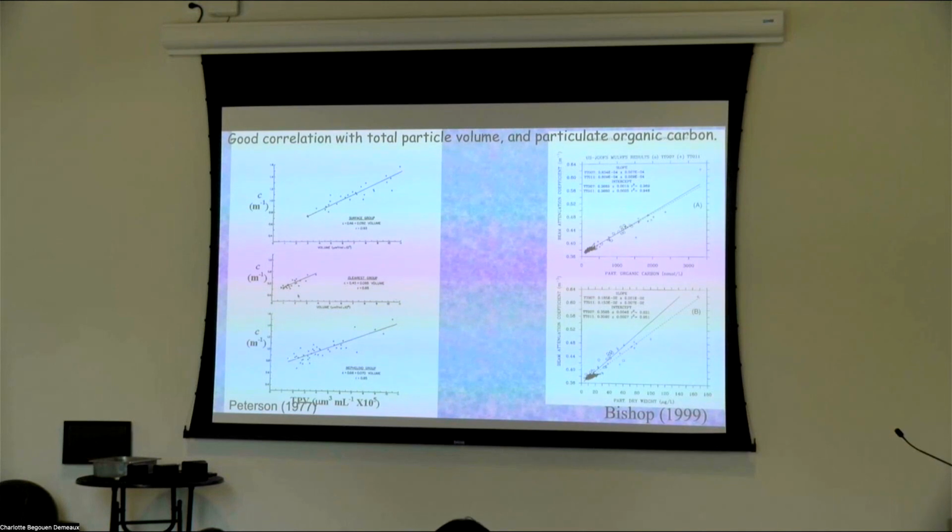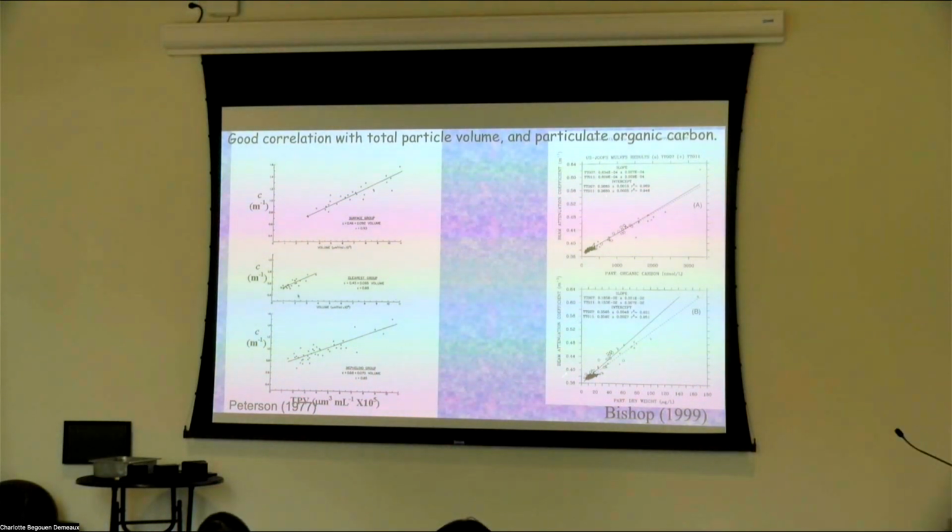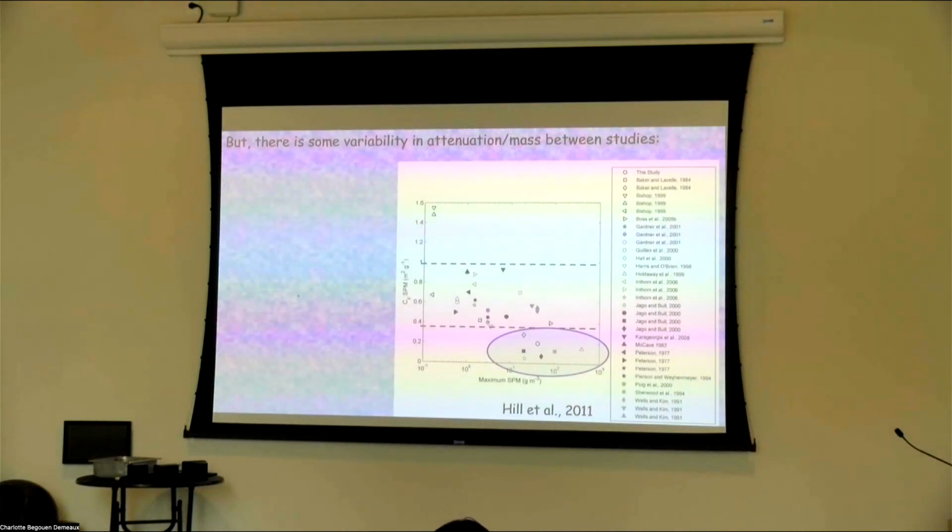This is Peterson, who worked with von Zaneveld. This is relative to total particle volume, against beam attenuation. And here is a paper by Bishop looking at POC versus beam attenuation, and particulate organic carbon and particulate dry weight, 2 different things that they looked at. Both correlated well with beam attenuation. This is the middle of the ocean, and this is, I think, a coastal environment.